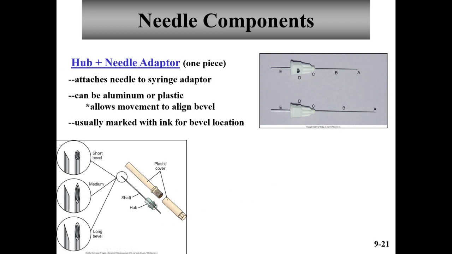So the hub and the needle adapter are one piece. It is used to attach the needle to the needle adapter of the syringe, the terminal end of the syringe. It can be aluminum or plastic. We have aluminum in the clinic now. And you can move that needle adapter so that you can change the orientation of the bevel of the needle. If it's marked with an ink mark, that's great.